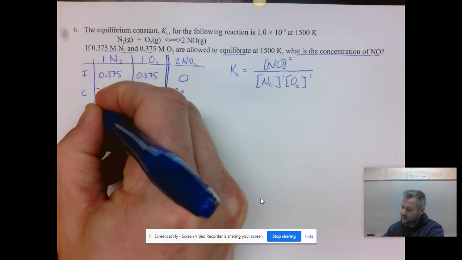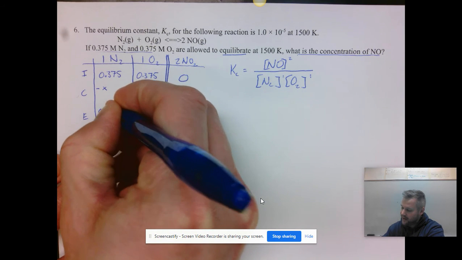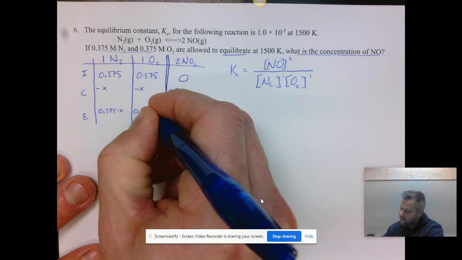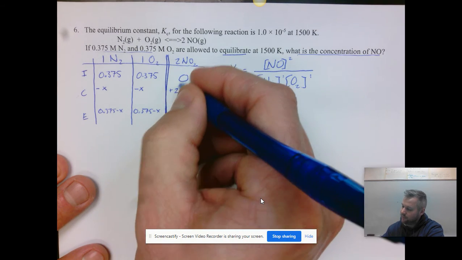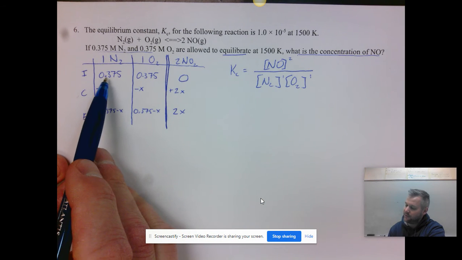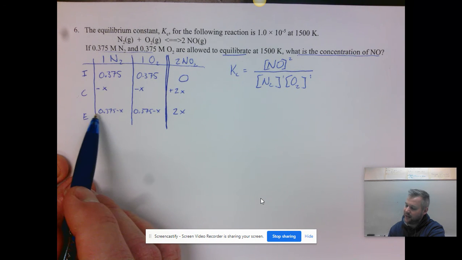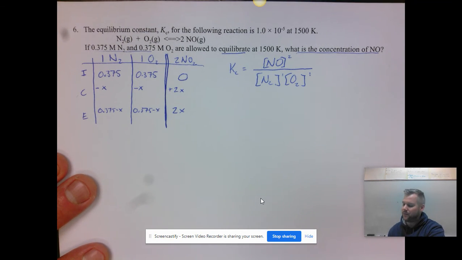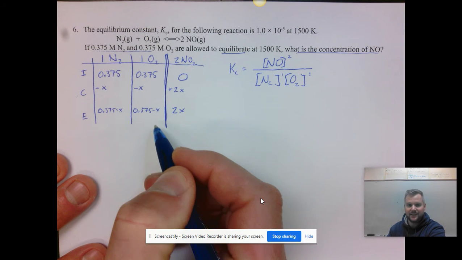And so we have 0.375 minus x, and we have 0.375 minus x, and then we have 0 plus 2x, which is the same as 2x. So I got this by saying 0.375 plus a negative x, so that adds together to make this small little expression right there. Then the last thing, remember, we can evaluate how big x happens to be.